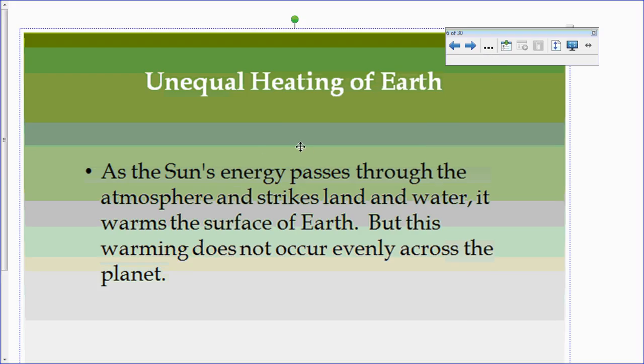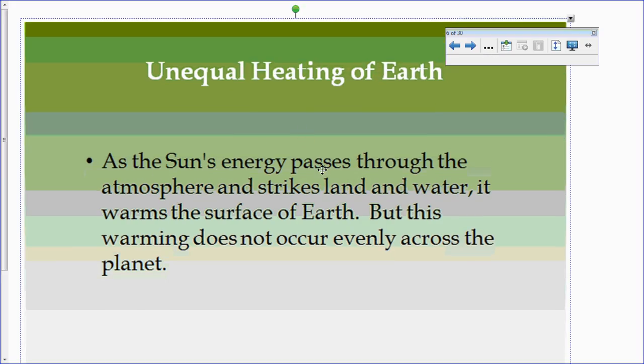All right, unequal heating of the Earth. As the sun's energy passes through the atmosphere and strikes the land and water, it warms the surface of the Earth. But this warming does not occur evenly, right? Remember, we get all of our energy from the sun, right? We pretty much get all of it from there.